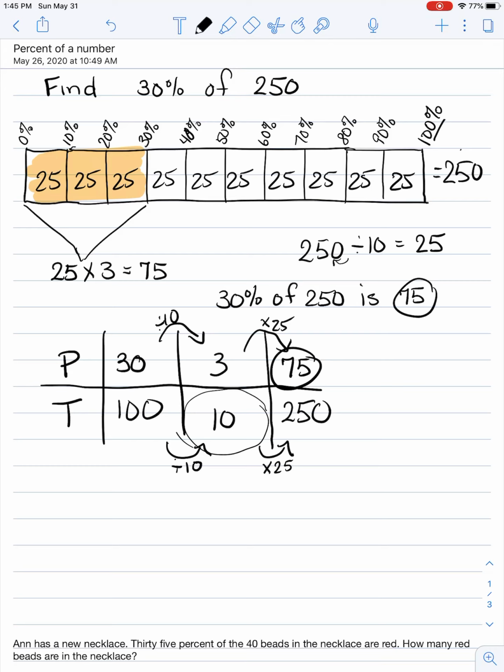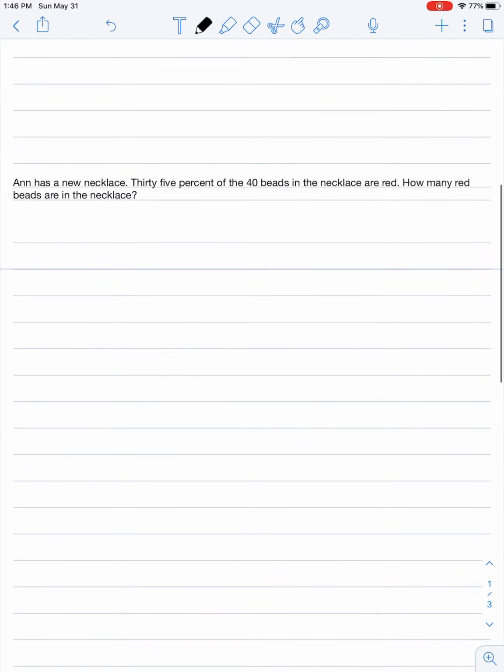Now, the hardest part actually of percents is which is the part and which is the total. And whenever you have a statement like this, a percent of something is something else, whatever comes after the word of is going to be your total. Okay, so that's always going to be the case, and we're going to see that in the next problem, which is a word problem. So let's look at this word problem.